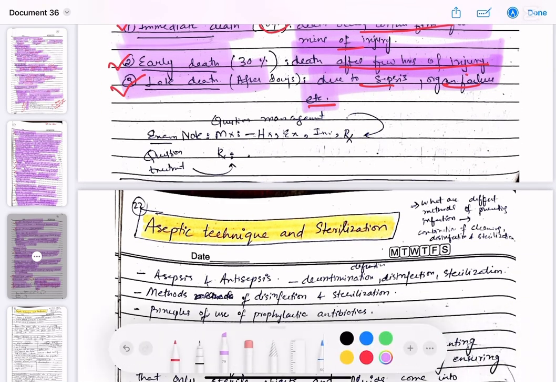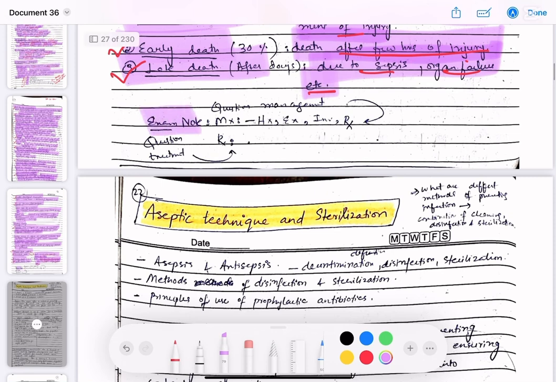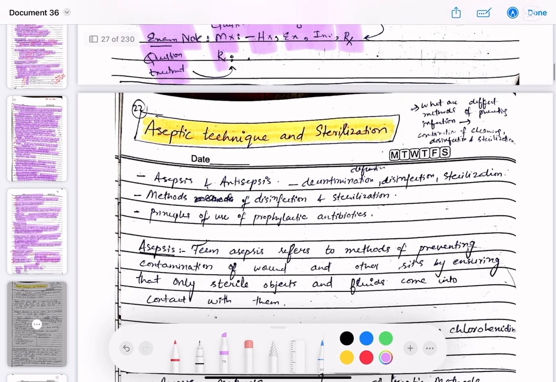Exam note: first of all, in management, history, examination, investigation and treatment questions, management questions, treatment. Okay. Now coming towards the next topic, that is aseptic technique and sterilization.